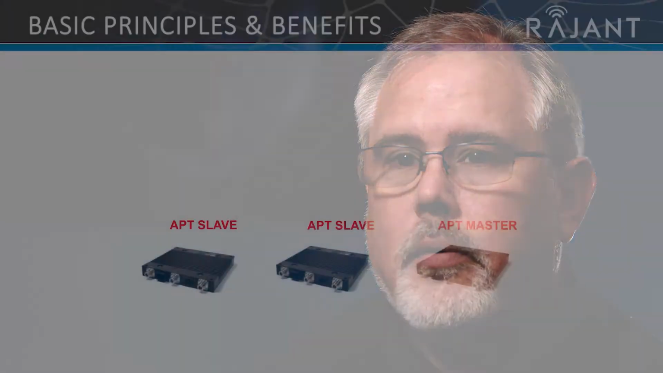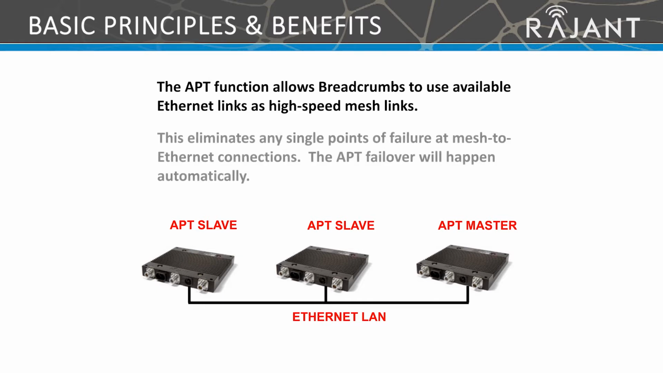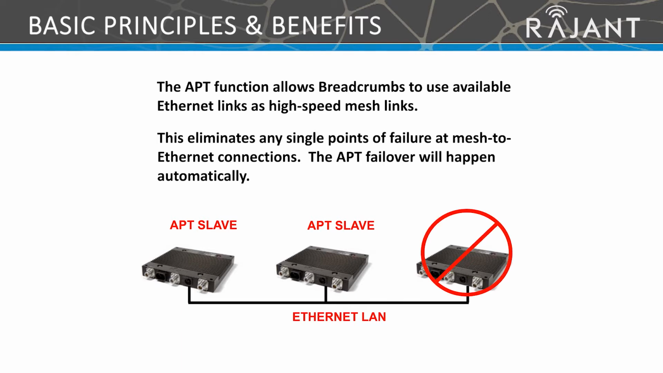The APT master is responsible for all of the encapsulation and decapsulation of Instamesh packets on the wire. The APT function allows breadcrumbs to use available Ethernet links as high-speed mesh links. This eliminates any single point of failure at the mesh to Ethernet connection. If the APT master fails for any reason, an APT slave will take over as the new master. The failover happens automatically without any interaction from the network administrator.